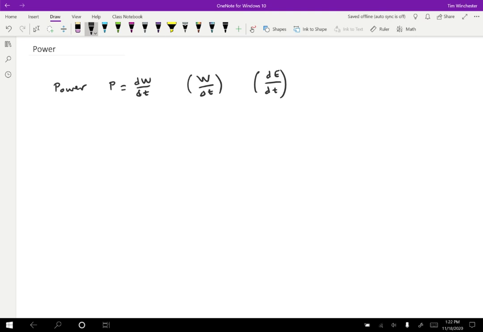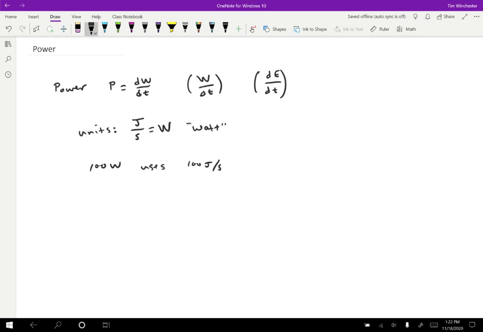For instance, the units. We know units of work are joules, and we know units of time are seconds. So 1 joule per second has a name. That's a watt. That's something that is fairly familiar, and you hear about watts in your everyday life. So for instance, a 100 watt light bulb uses 100 joules each second of energy.